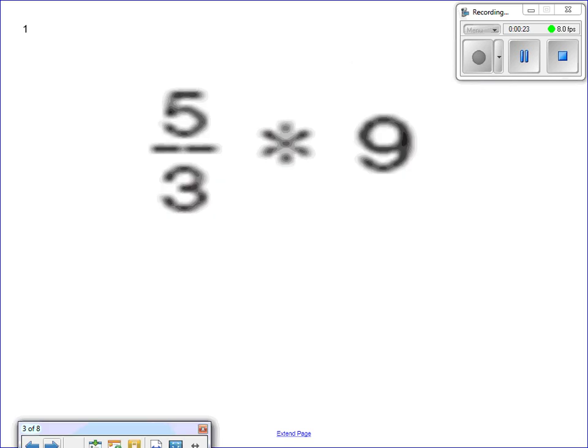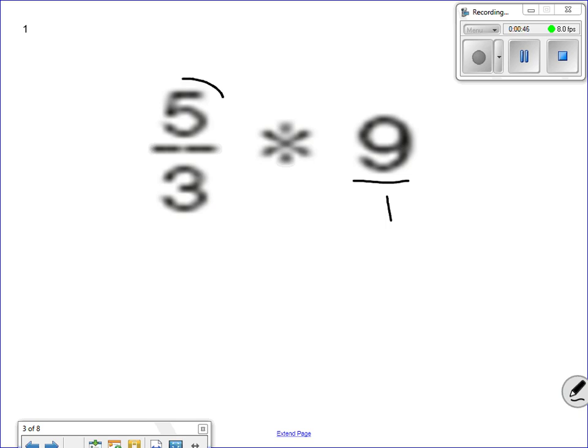Take a look at this first one. We have 5/3 times 9. How can we set this problem up? This is what I want you to see. If you have the number 9, we want to make it a fraction. Let's make 9 over 1. How many 1s go into 9? 9. That's what it's going to look like. Now you just multiply across. But before you do that, you have to cross-reduce, right?